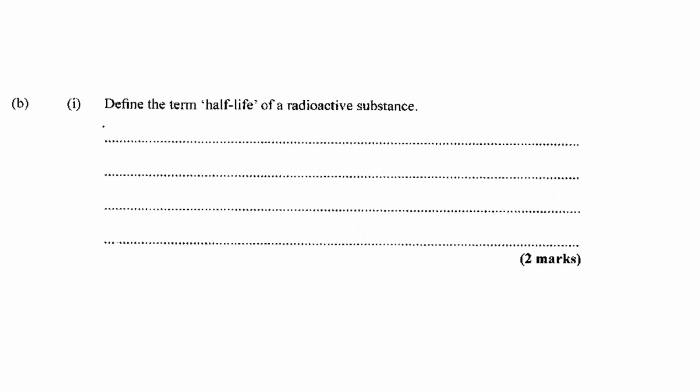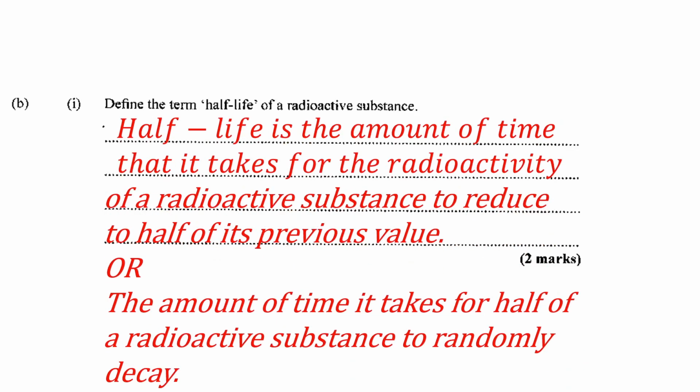Part B, Part 1, define the term half-life of a radioactive substance. So you could say that half-life is the amount of time that it takes for the radioactivity of a radioactive substance to reduce to half of its previous value.